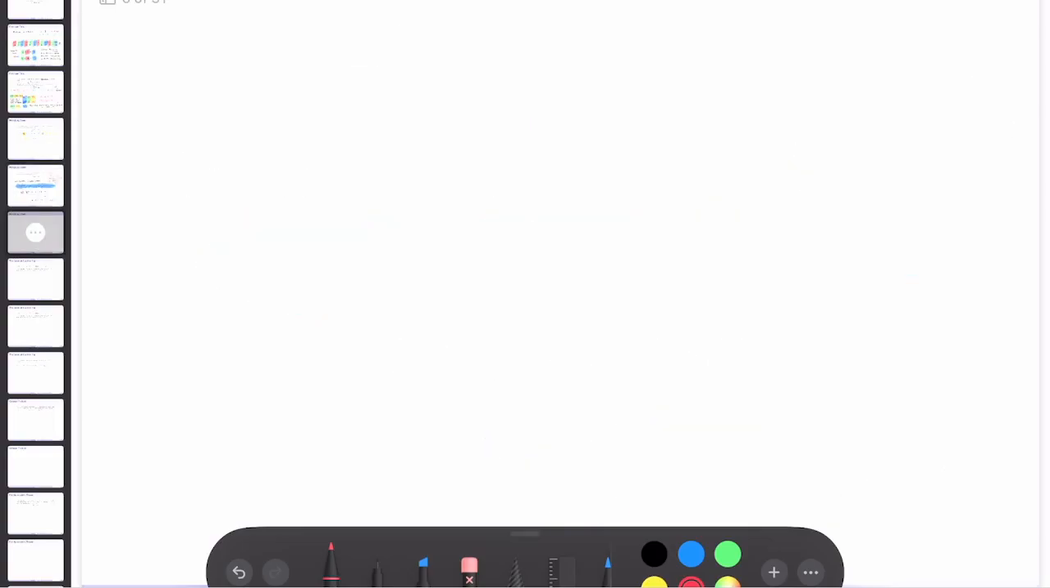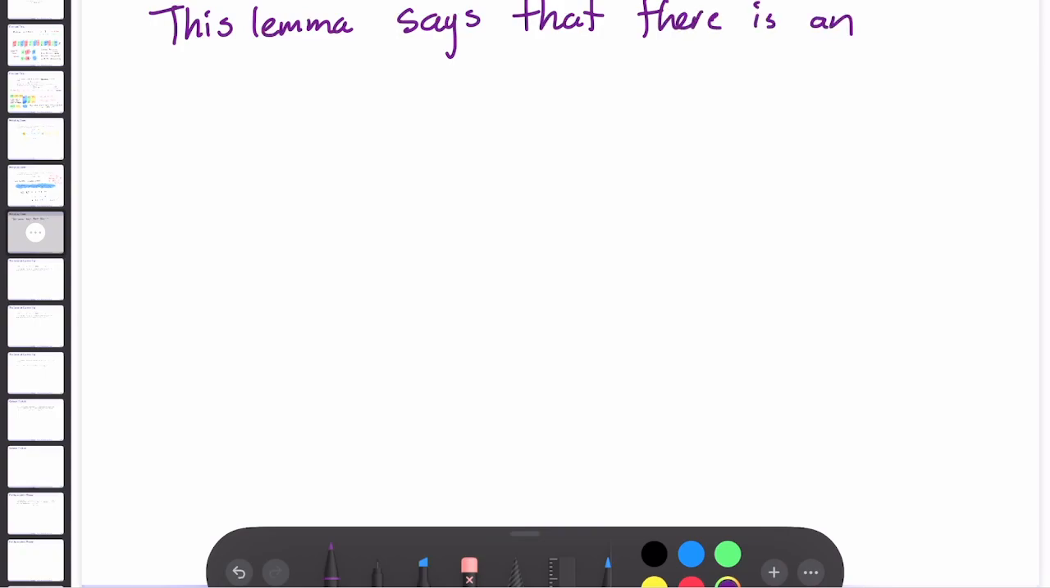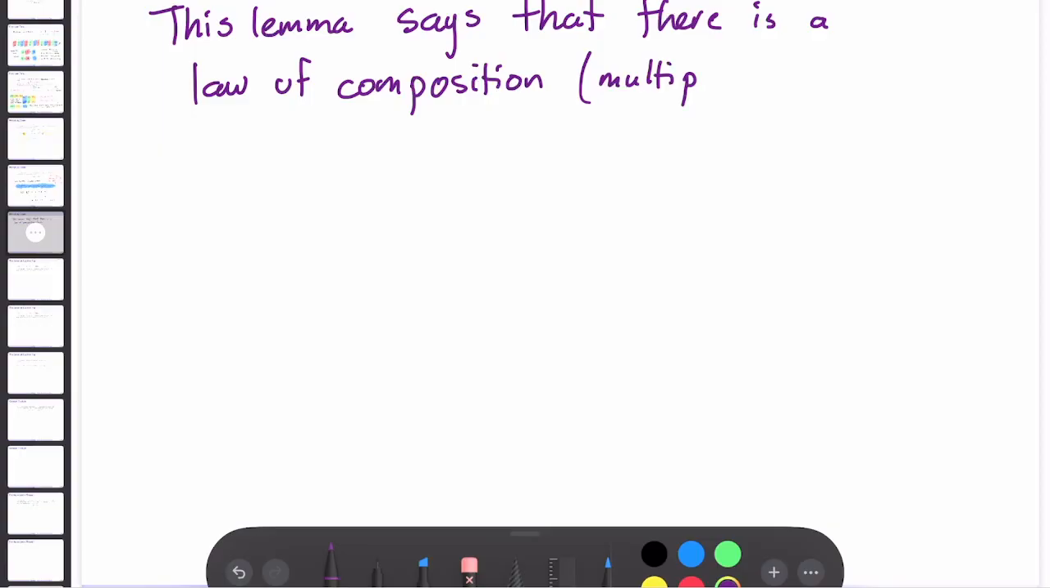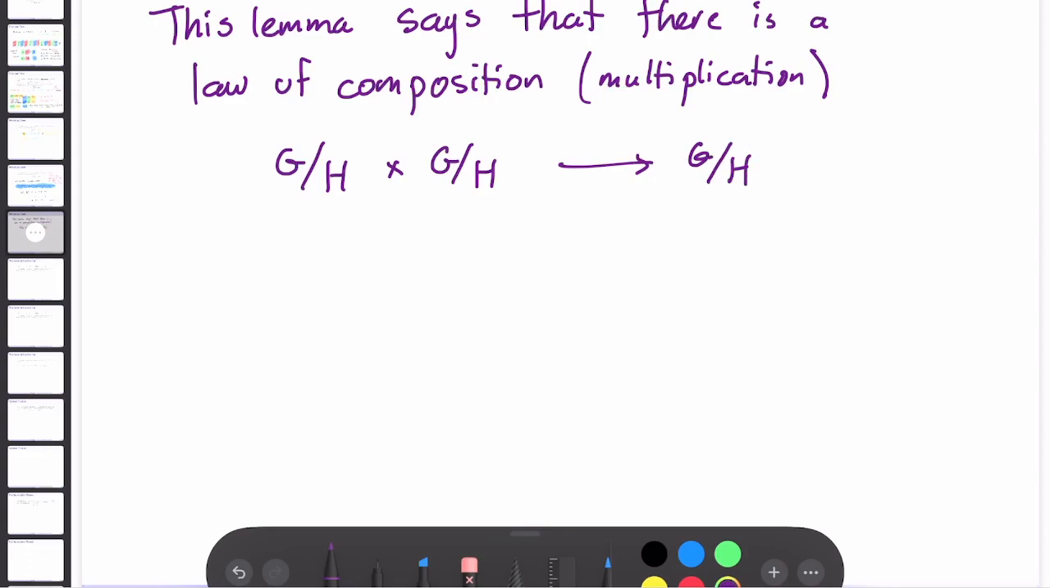So let me write that down. This lemma says that there is an operation, or maybe I should say a law of composition, which is, remember, just a pretentious way to write a multiplication, that takes a coset (remember, this is the family of all cosets) and another coset, and spits out a third coset, in the way that you expect. AH times BH is equal to ABH.